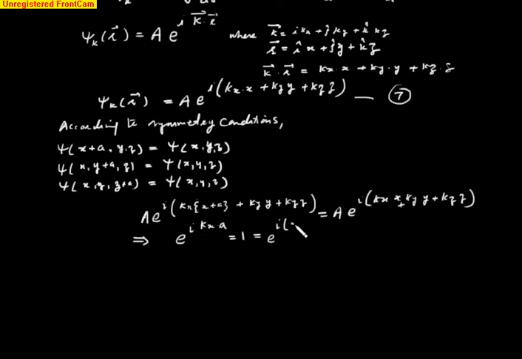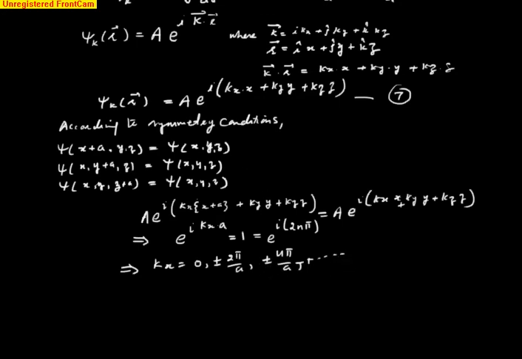Therefore I can write it is equal to only if it is 2nπ. And for this factor we know that kx should be equal to 2π, because n is an integer. So it implies that kx may have values: when n is 0, it will be 0. When n is 1, it may be plus minus 2π over a, or the next value will be plus minus 4π over a, and so on.